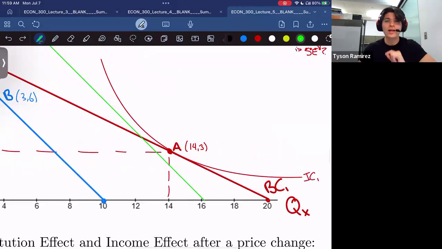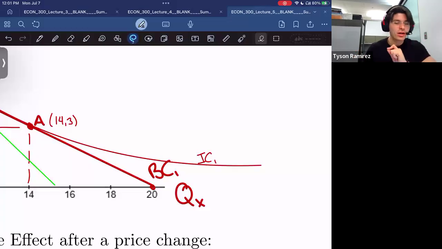Let me just clean up this graph just a second. One second. Okay, I changed my graph a little bit, so just try and follow along with me. I want it to be a little bit accurate with the details so it can corroborate with what I'm saying.